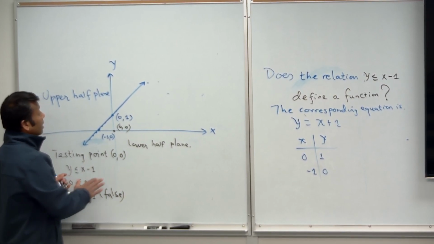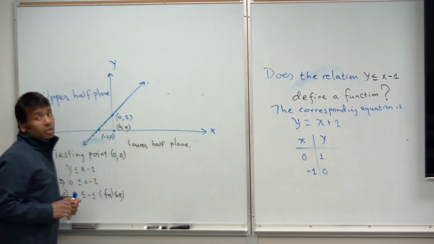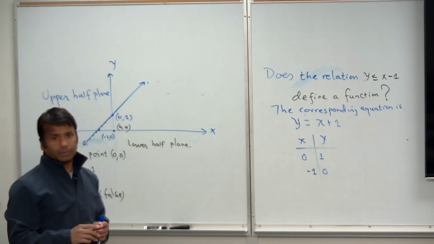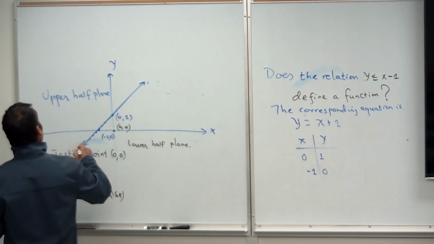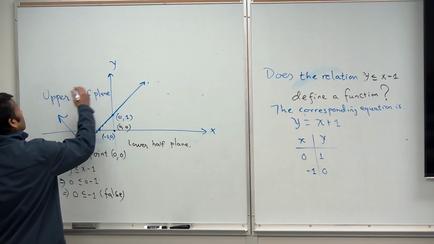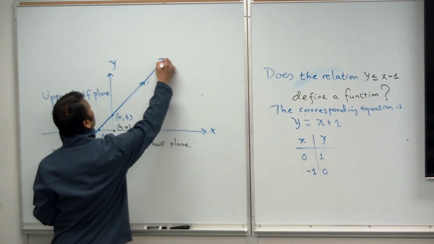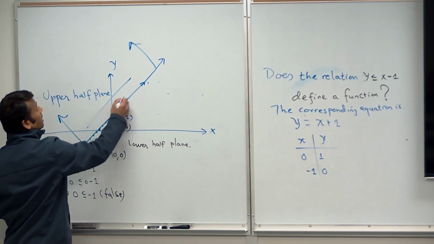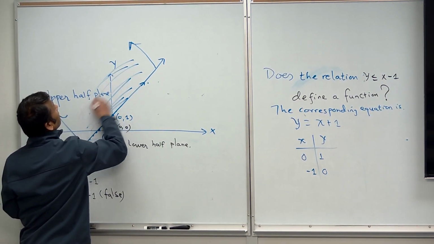So that means lower half plane cannot be a solution set. So what is the solution set? Upper half plane. This. This is the solution set. Are you guys with me? This region is the what? Solution set. Are you with me, guys?